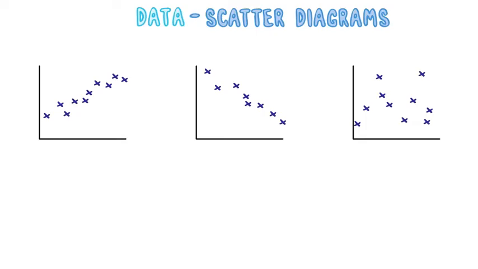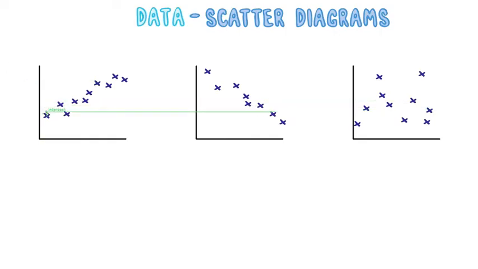You can also represent data using scatter diagrams, and these are more commonly used in science. So we're going to look at 3 different scatter diagrams and what they can tell us about the relationship between the 2 variables. The first thing that you always do is plot a line of best fit.